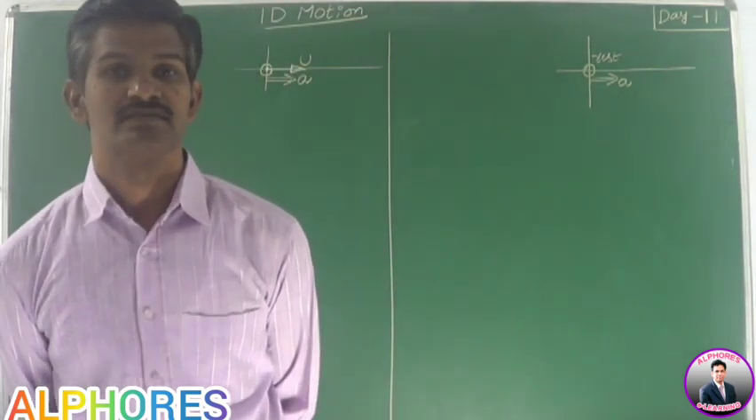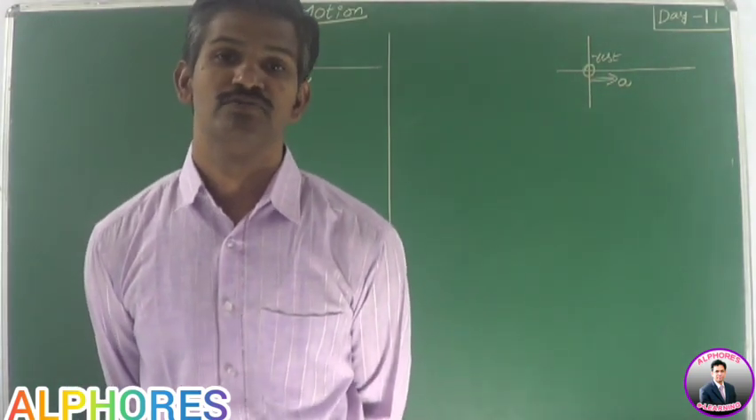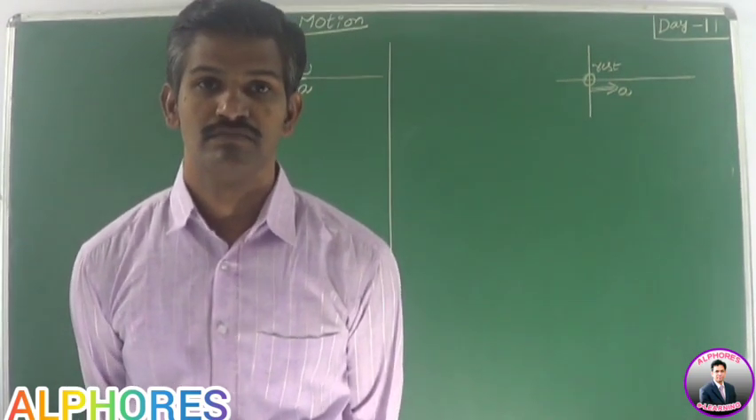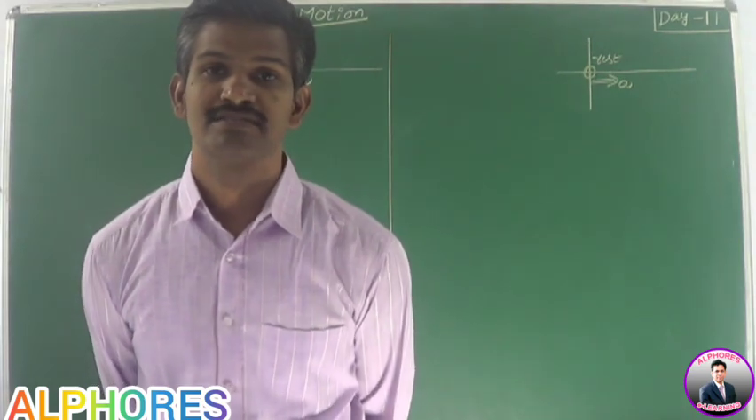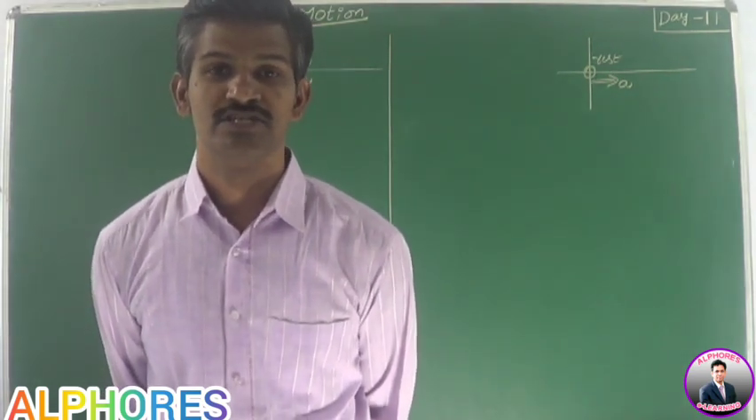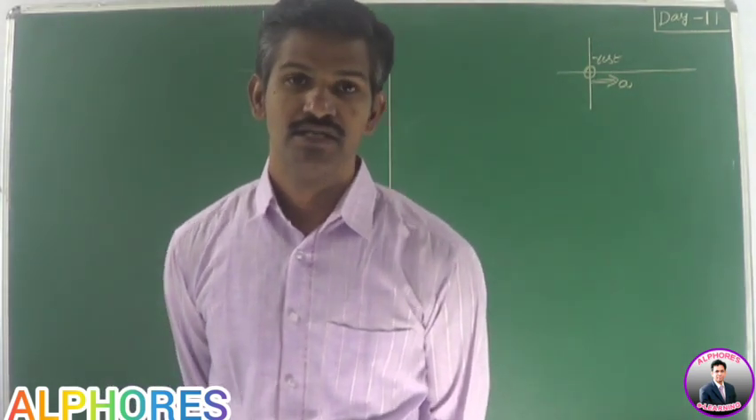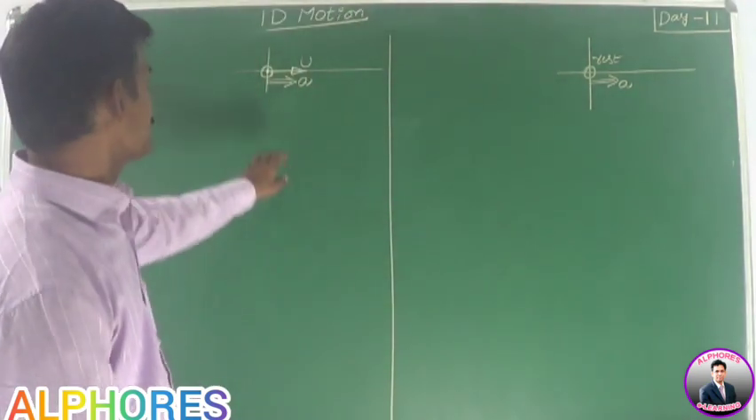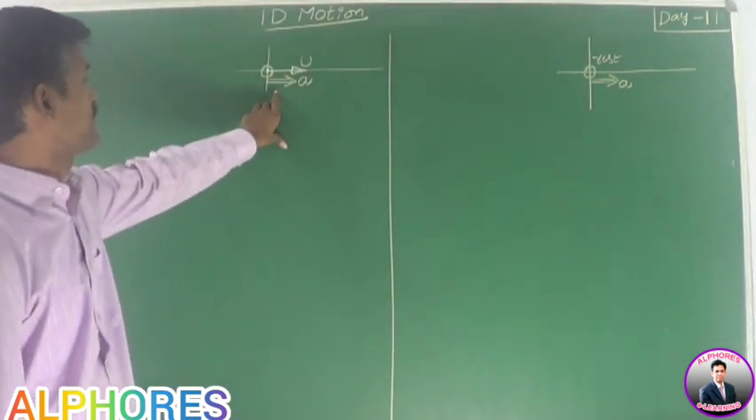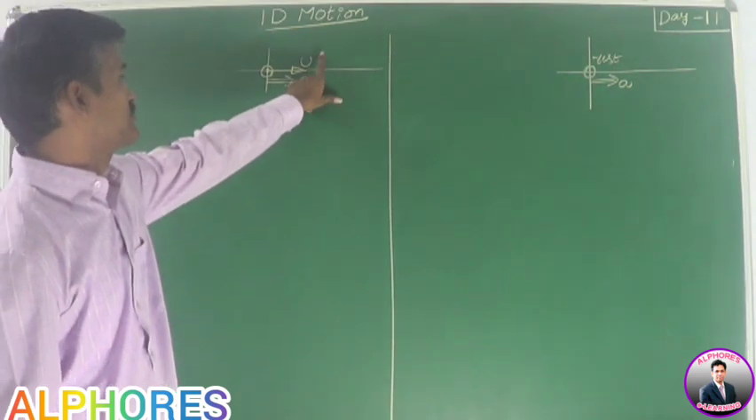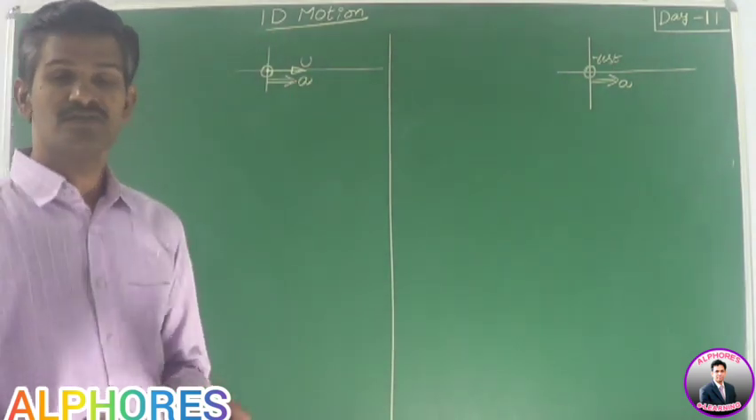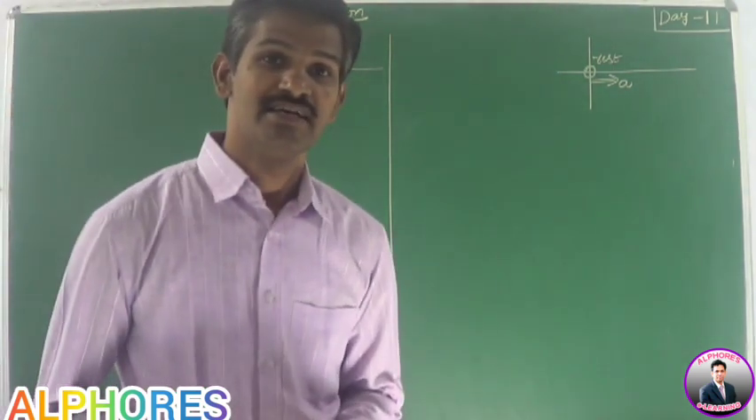Students, yesterday we discussed some problems related to equations of motion. At present, I want to discuss a few graphs related to equations of motion. Suppose a body moves with some initial velocity u and acceleration a, what are the corresponding equations we are using here?